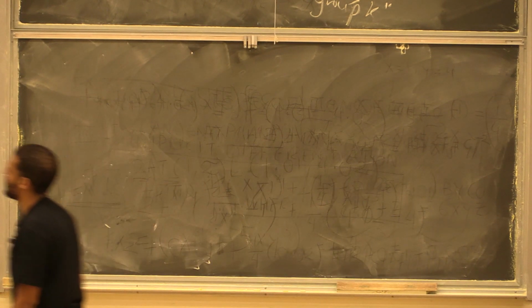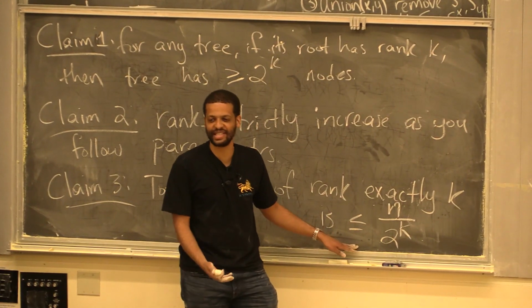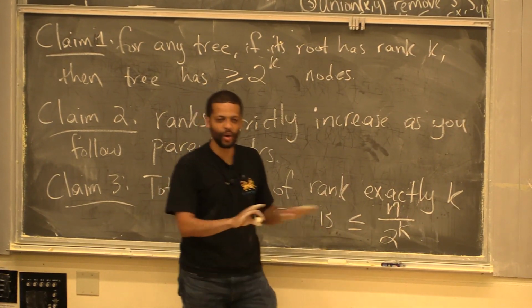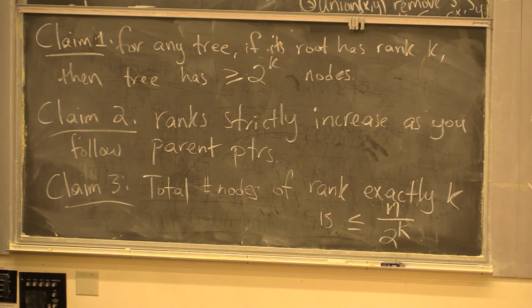What's the biggest rank any item can ever have? Claim 3 says the total number of nodes of rank exactly k is bounded by n over 2 to the k, which means when k is log n, the number of nodes of rank log n is at most 1. The number of nodes of rank log n plus 1 is at most a half, which means it's 0 because it's an integer. So no one can have rank bigger than log n, right?